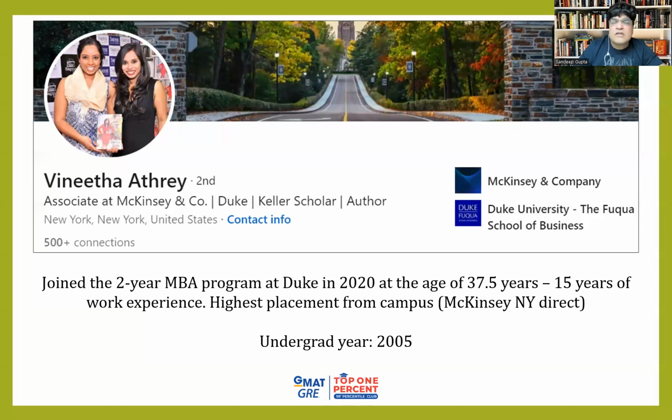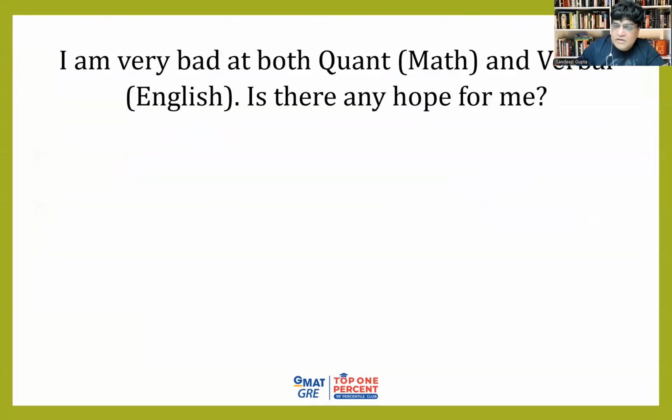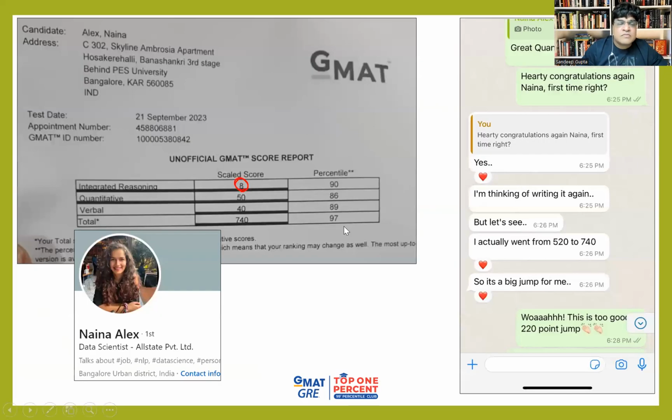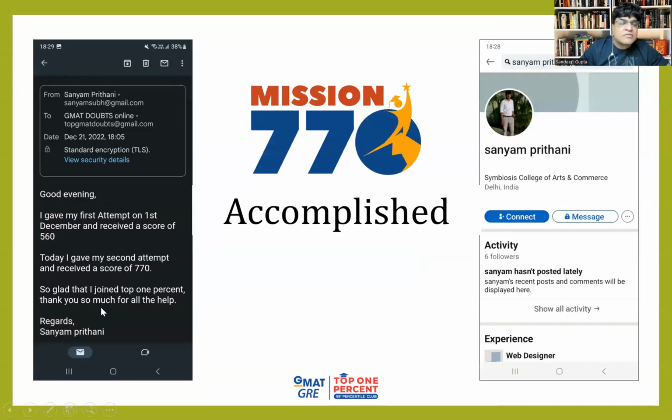This person, if she had not taken a chance, would be somewhere in her city doing nothing, frankly. She was unemployed when she contacted us. Really. So math and English both are bad. Can I really hope? There are so many examples. I can continue to give them, but there are so many that I can't even start. This person says I had a score of 560 and I got a score of 770. In how much time? On 1st December when he gave the exam, then on the 21st. In 20 days, this guy went from 560 to 770.